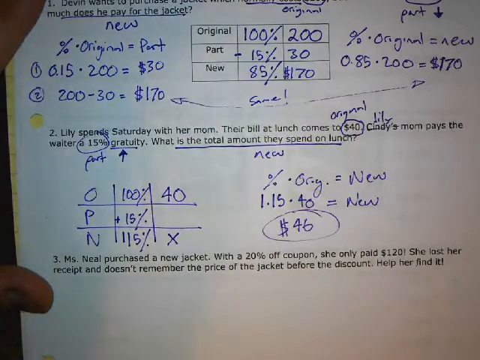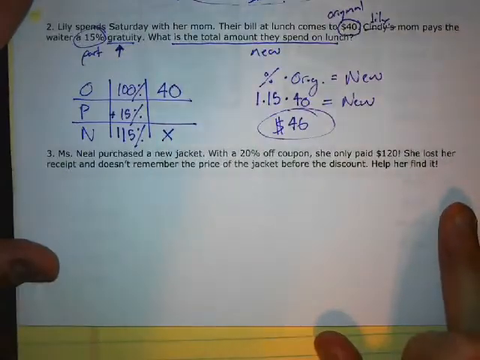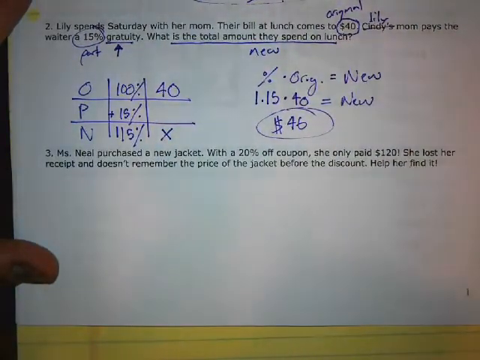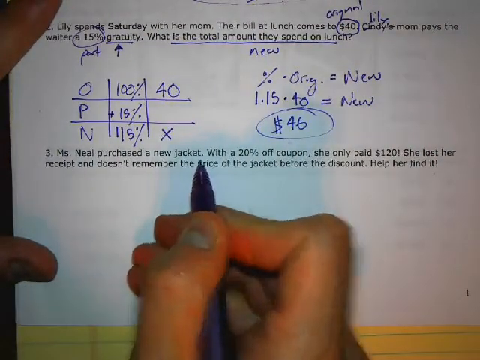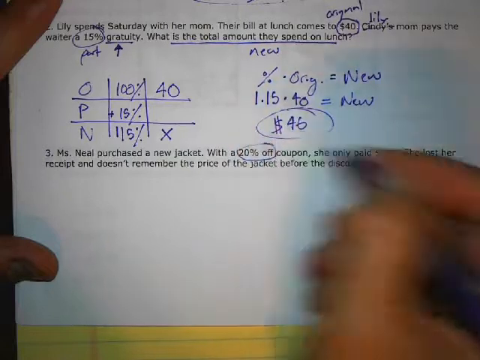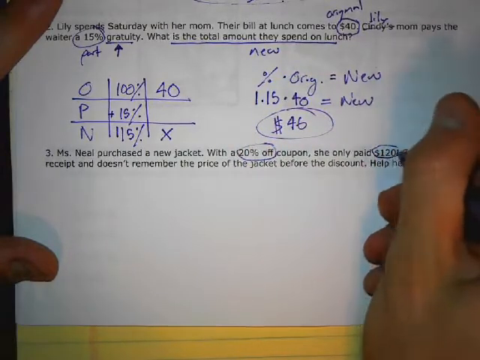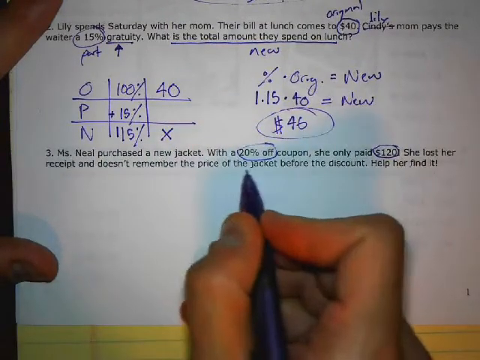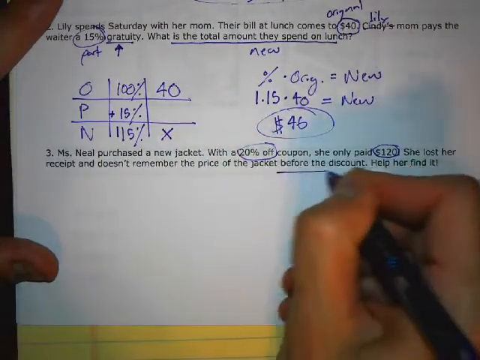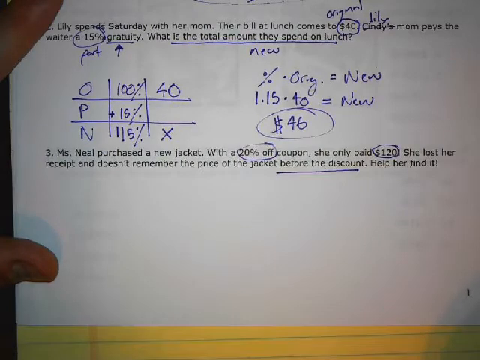Great. All right, one more problem, and this one is a little bit tricky. Something different is happening here. See if you can catch it. Miss Neal purchased a new jacket. With a 20% off coupon, she only paid $120. She lost her receipt and doesn't remember the price of the jacket before the discount. Help her find it.